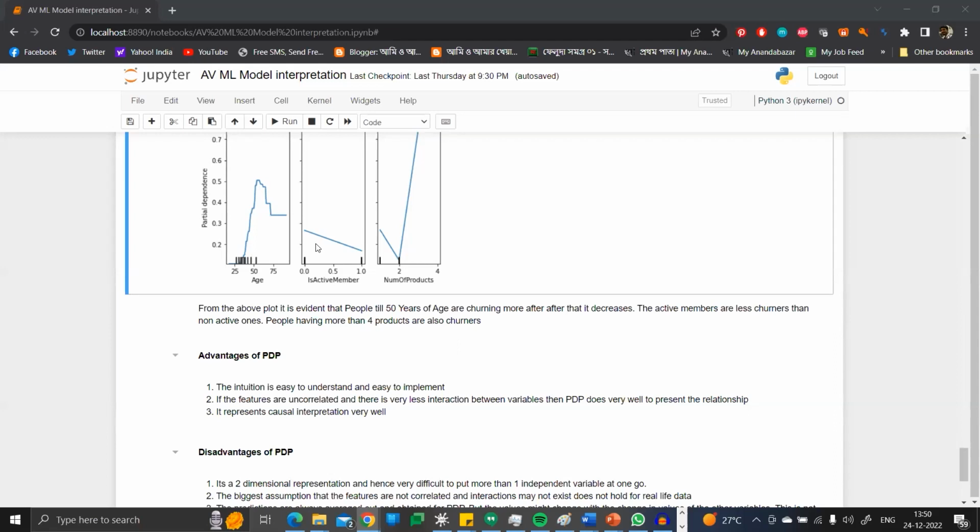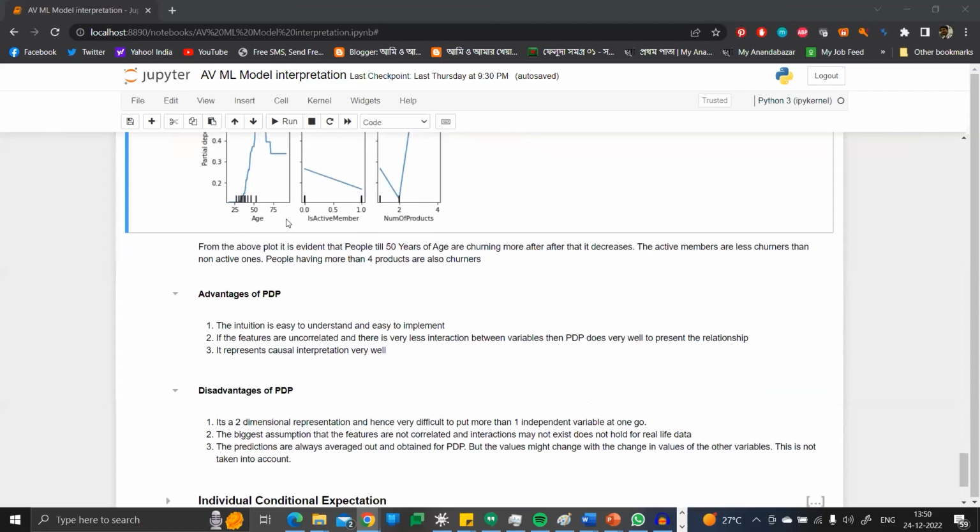The third one is, it represents the causal interpretation very well. Right? This is the causal representation. So this is something which is very well. You can get it very well. Right? I have also gone through it.